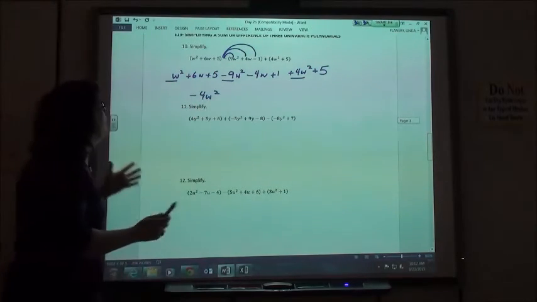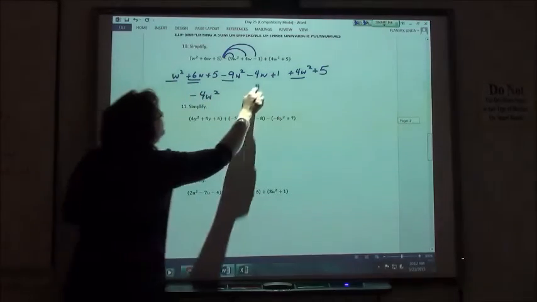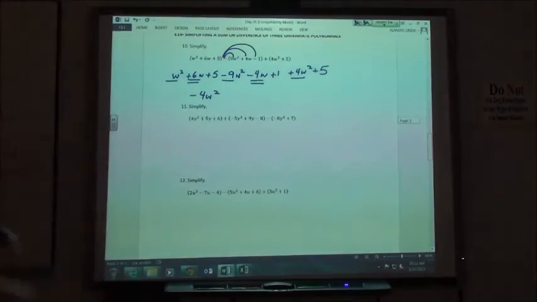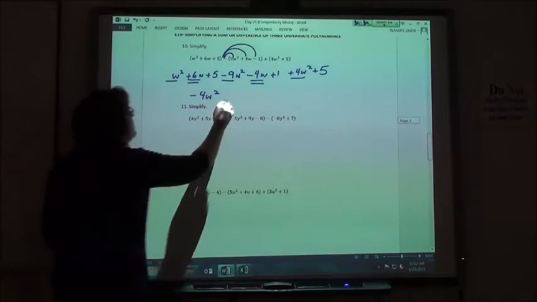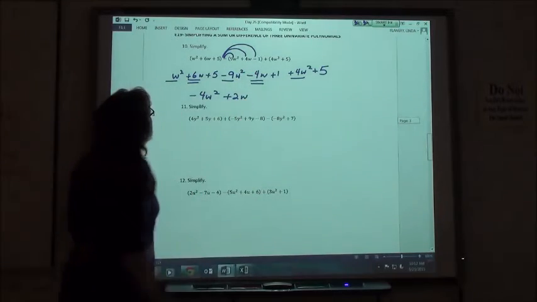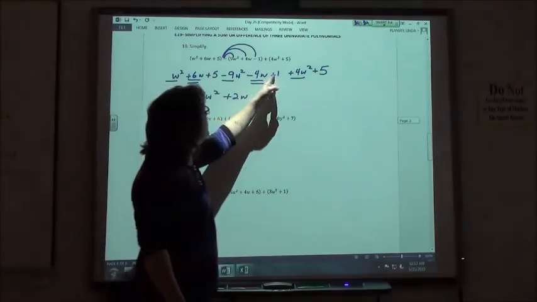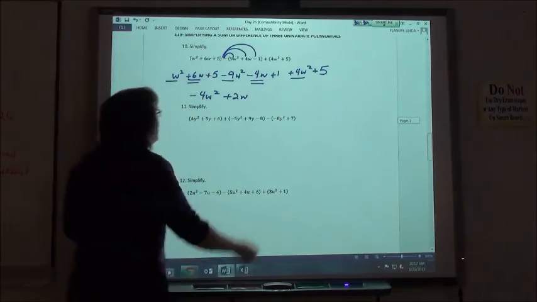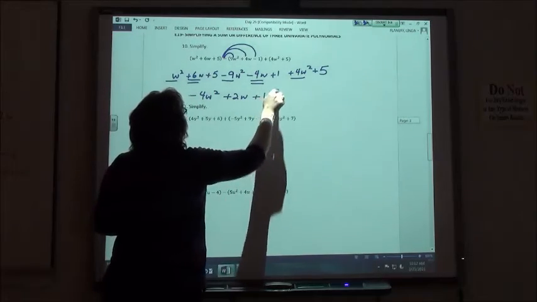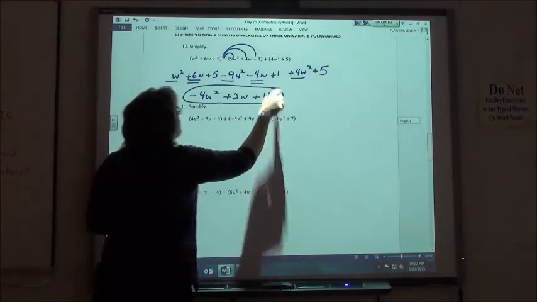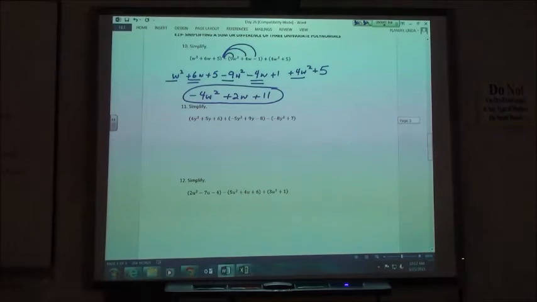And then I look for my plain w's. I have a 6w minus a 4w, since the third term didn't have a plain w. 6w minus 4w would be plus 2w. And then my constant terms, I have a 5 plus a 1 plus another 5, plus 11. So negative 4w squared plus 2w plus 11.